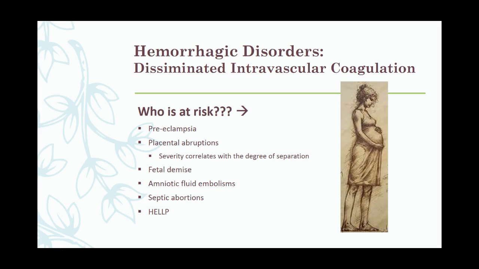So who is at risk? People who are at risk for DIC are individuals with preeclampsia, people with placental abruptions, and the severity of their placental abruption correlates with the degree of the separation of the placenta from the uterine wall. People who have a fetal demise, amniotic fluid embolisms, septic abortions, or HELLP syndrome.